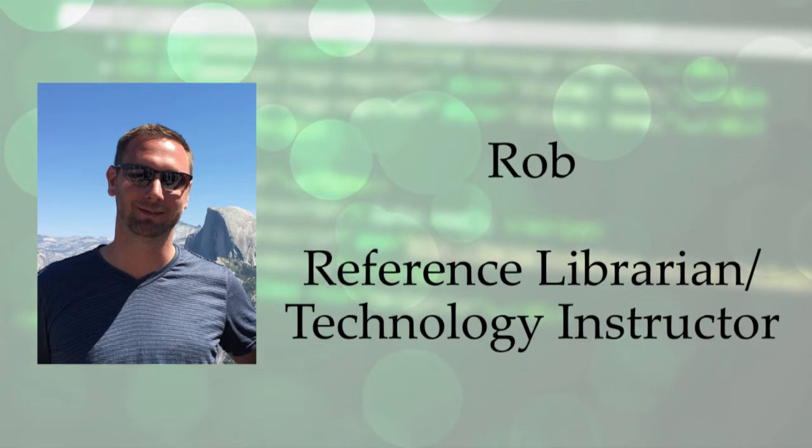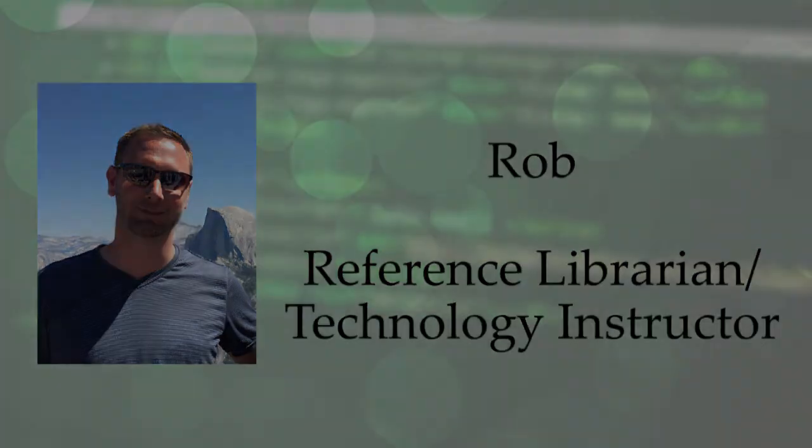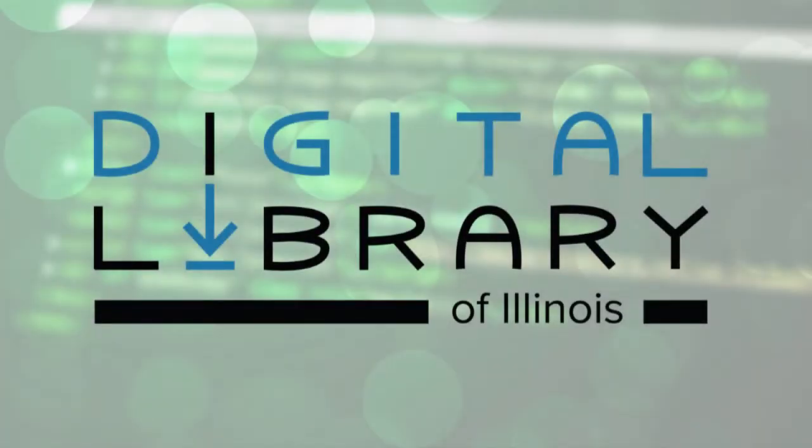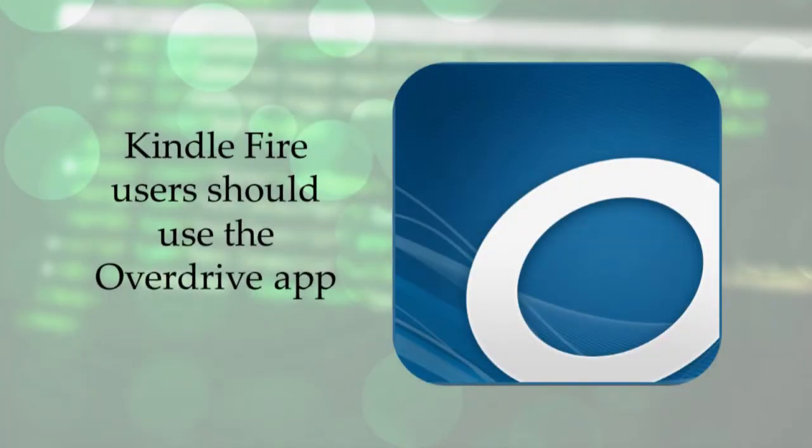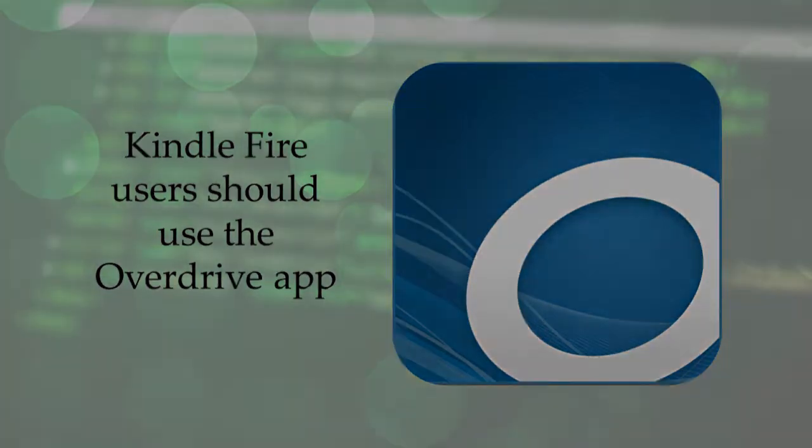This video is intended to help Huntley Library users download free ebooks from the library's Digital Library of Illinois collection onto their Kindle e-readers. If you have a Kindle Fire, it is recommended that you use the Overdrive app rather than the instructions that follow to download digital content. However, these instructions are translatable to Fire users as well.